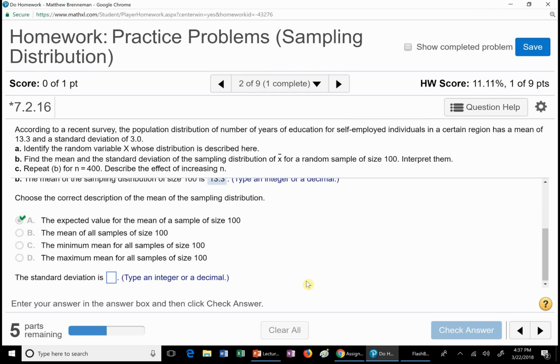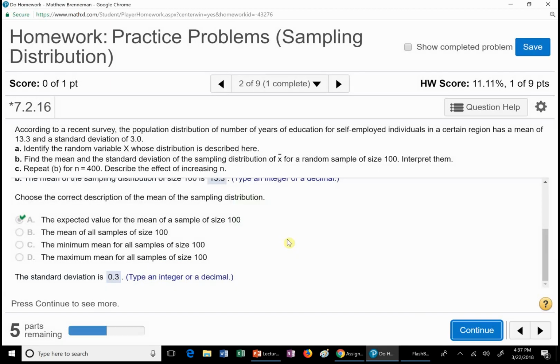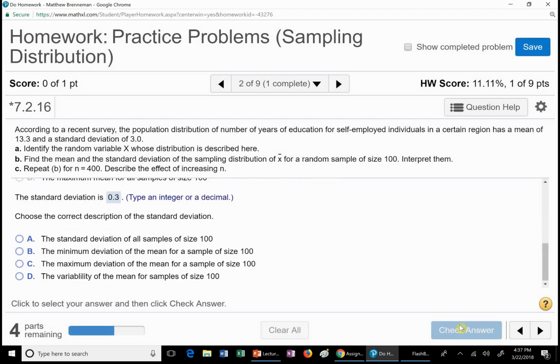Is the standard deviation of x bar always less than the standard deviation of x? So we should get 0.3 here. Let's see, we want the correct description of the standard deviation for x bar. Which ones can we rule out here? Yeah, it's kind of a trick one, the same as the last one. This statement says 0.3 is the standard deviation of all samples of 5.9. We know that's false. Two others we can rule out for the same reason. Which are those? What do you think that is?